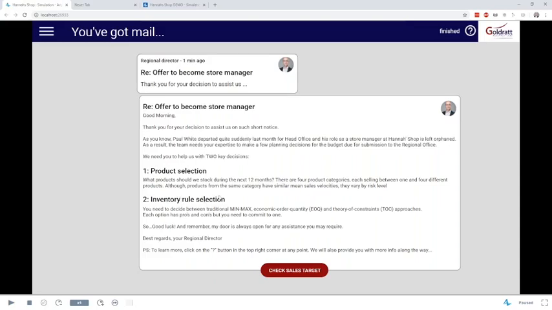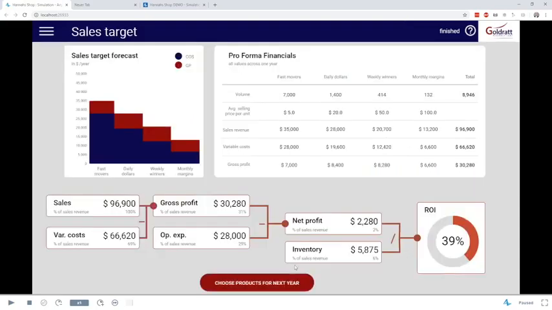Now, to make that decision in the real world, what you typically do is you look at your past performance, what happened last year, and you make up a sales target. And luckily, your colleagues have already done that for you, and they've prepared a sales target based on historic performance. They would like you to hit an ROI of about 39%. Now, how does that come about?